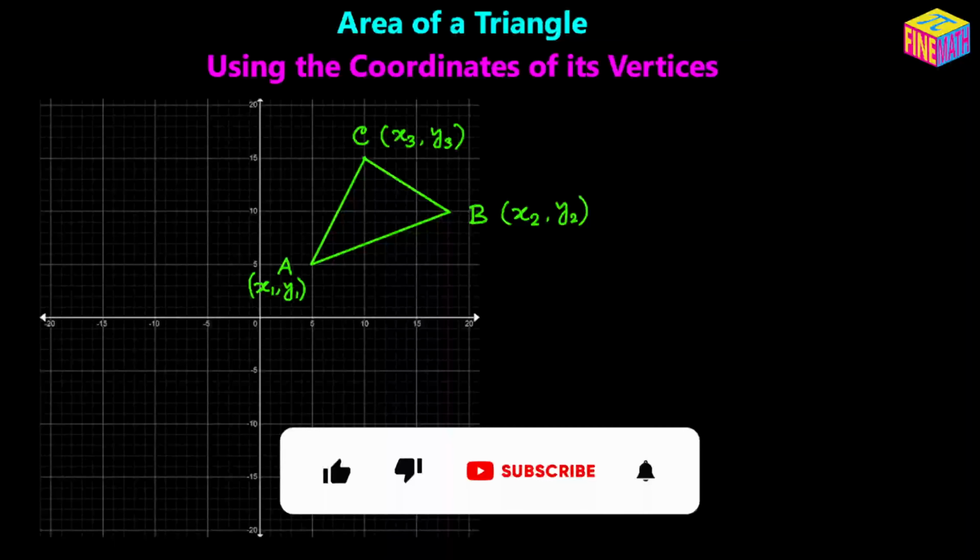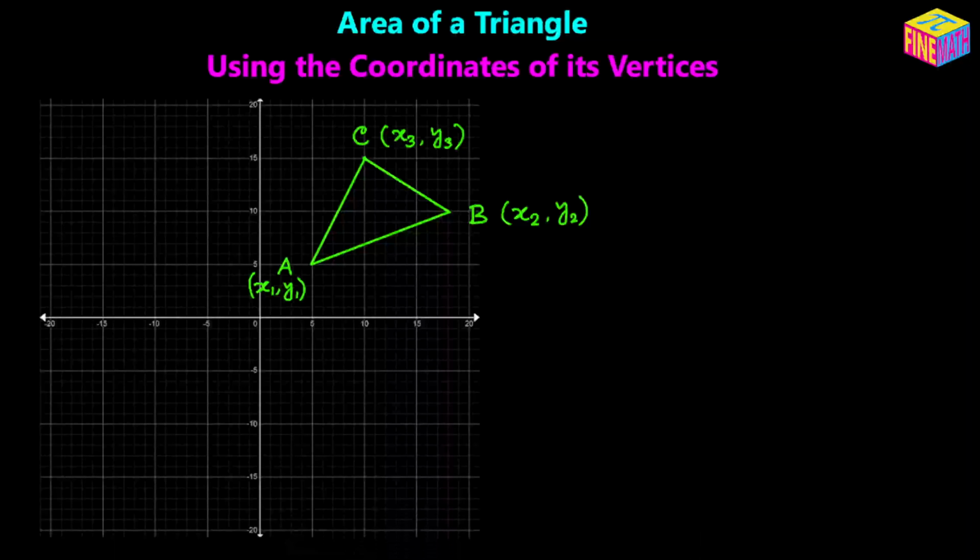Let's assume that the coordinates of A are x sub 1 and y sub 1, and the coordinates of its second vertex, B, are x sub 2 comma y sub 2. Similarly, let's assume that the coordinates of the vertex C are x sub 3 comma y sub 3. So using the coordinates of its vertices we have to come up with a formula to calculate the area of this triangle.